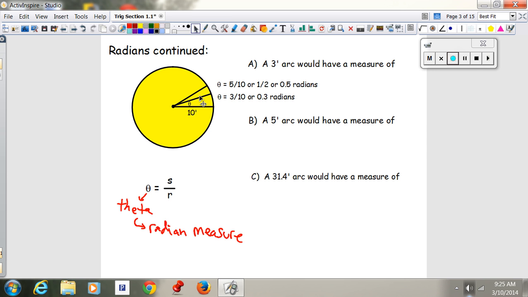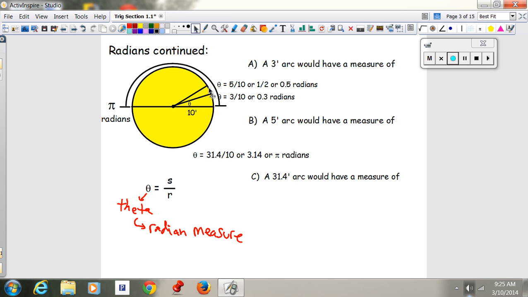31.4 feet. If I put 31.4 over 10, when you divide by 10, what are you going to do to this decimal point? Move it over which way? You're dividing, so you're going to make it smaller. It's going to be 3.14 radians, or 3.14 feet, or 3.14. What do we know about that? That's pi.